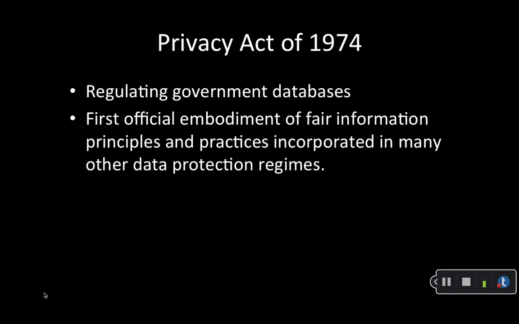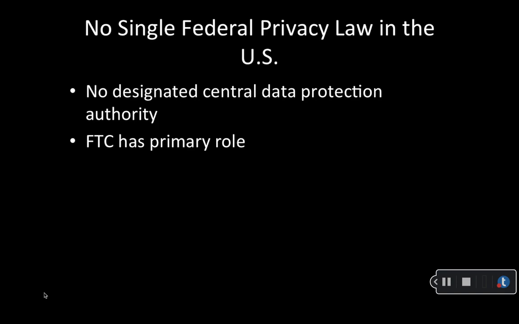It's generally acknowledged that the U.S. Privacy Act represented the first official embodiment of the fair information principles and practices that have been incorporated into many data protection regimes. There is, however, in the United States, no single federal privacy omnibus law. Moreover, there is no designated central data protection authority in the United States, although the Federal Trade Commission has primarily assumed that role for consumer privacy.